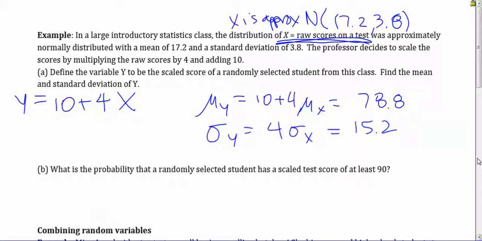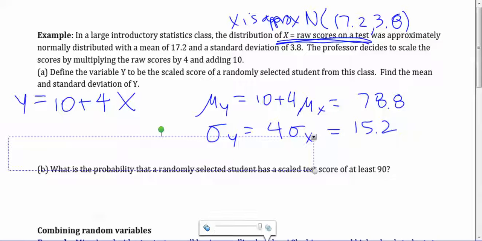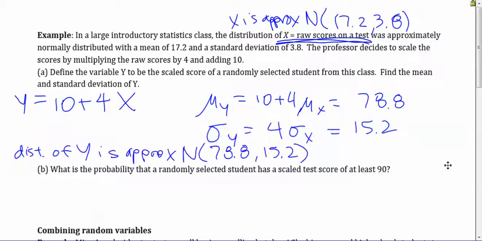Now, that is the mean and standard deviation of your variable y. So I'm going to go ahead and summarize that. So it turns out we end up having a distribution of y. The distribution of y is going to have a particular shape, center, and spread. In fact, the distribution of y is going to be approximately normal with this center and this spread.